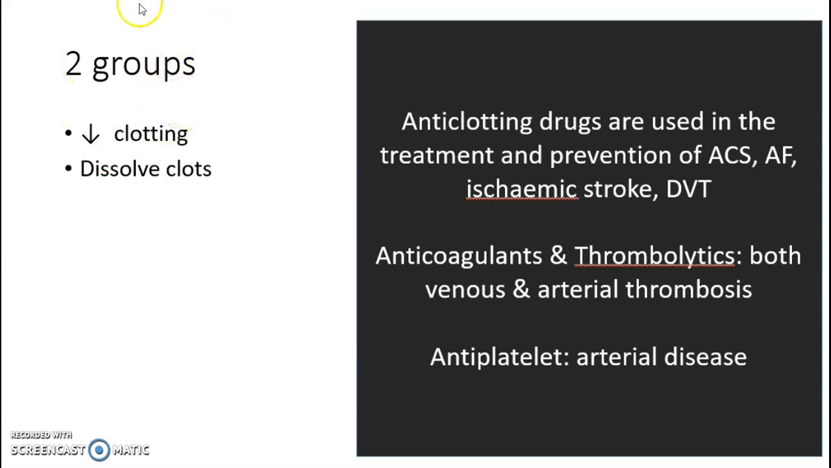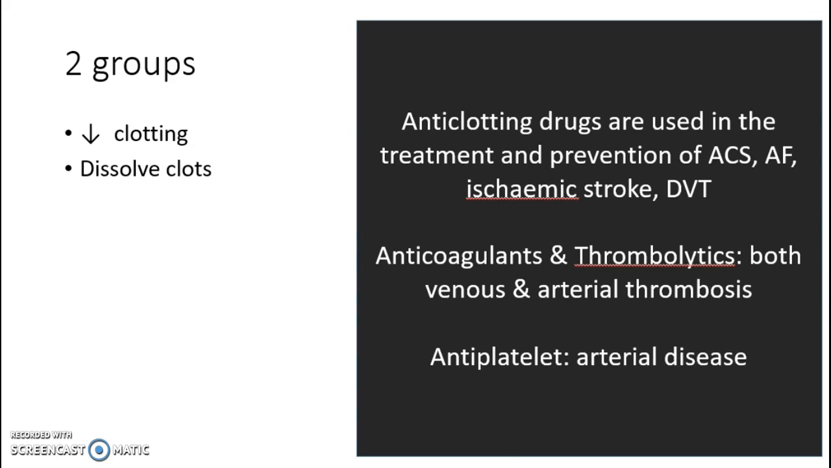So there are two groups. The aim is either to reduce clotting, or you dissolve the clots that have formed. You reduce clotting or you dissolve the clot. Generally speaking, anti-clotting drugs are used in the treatment and prevention of acute coronary syndrome. Some are used in atrial fibrillation, some are used to treat ischemic stroke, some are used to treat deep vein thrombosis.